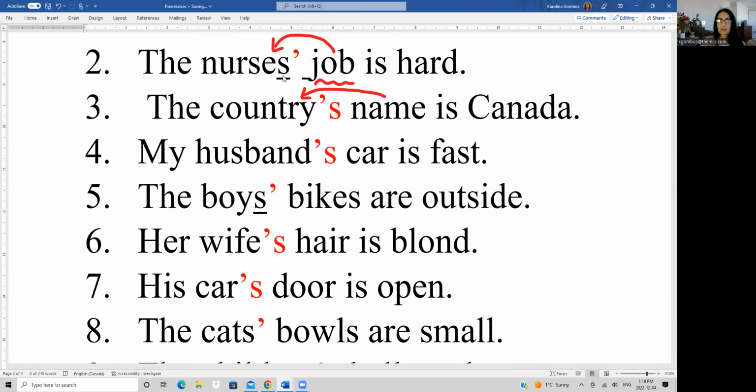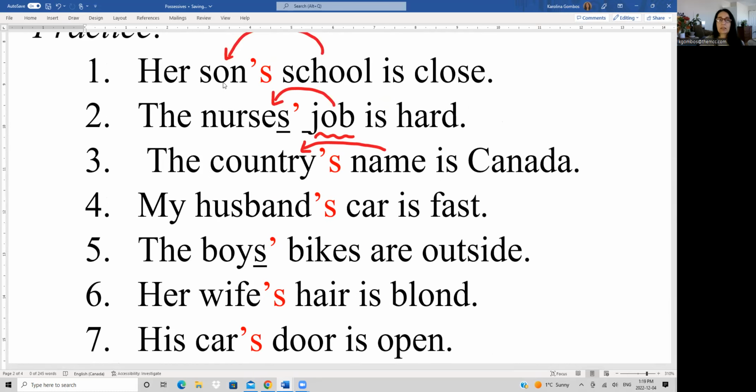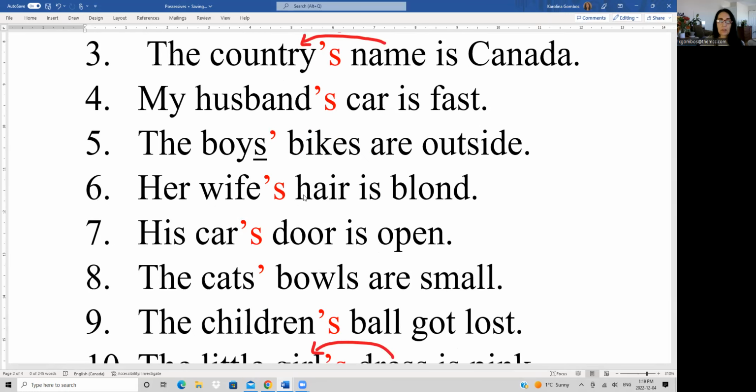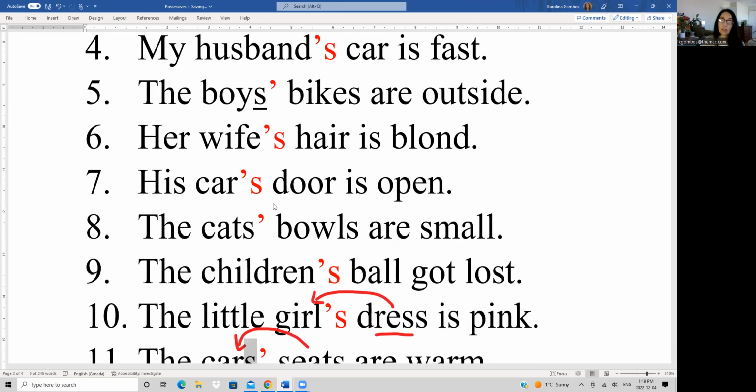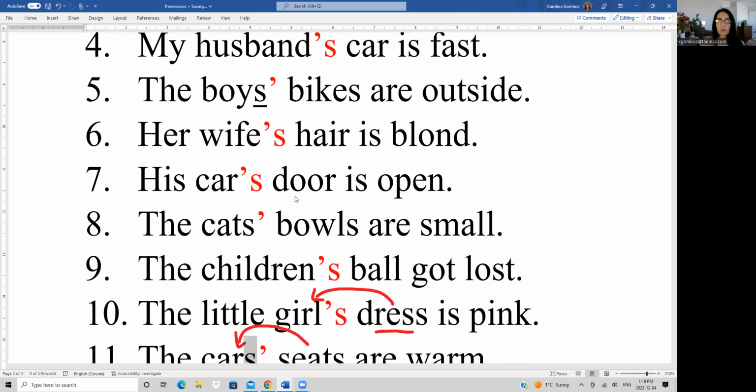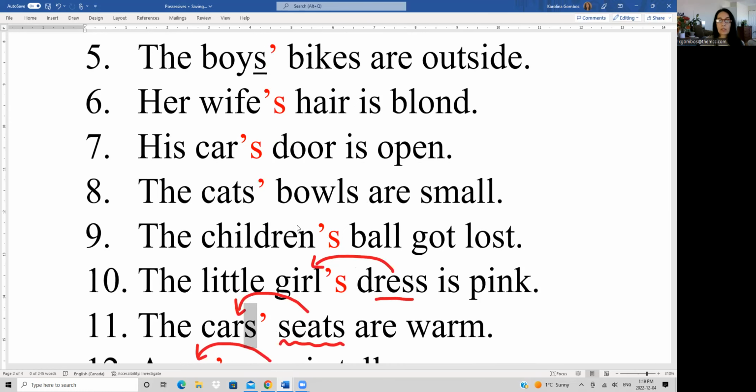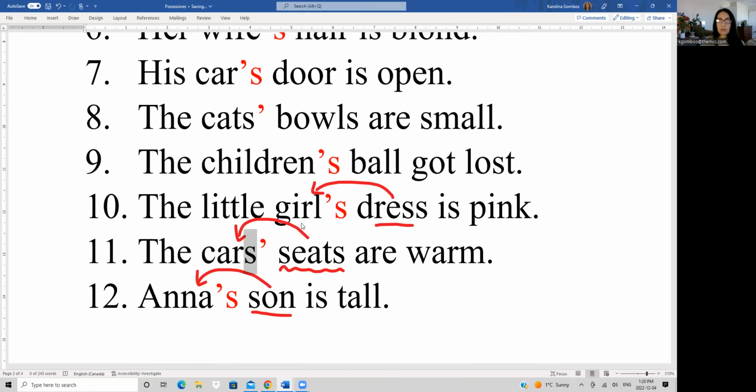Nurses, this is S, like you hear it as an S. Son's school, nurses' job, country's name, husband's car. It's an S, but when you pronounce it, it's kind of like you hear it as a Z. Boys' bikes, her wife's. Sometimes you can hear it as an S: car's door, cat's, ball, children's ball, girl's dress, car's seats, Anna's son.